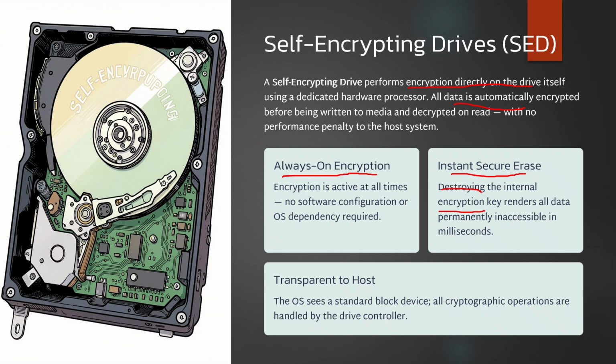If the admin, or the person accountable for the data on the disk, decides that no one should ever access the data and destroys the internal encryption key, then the data will be permanently inaccessible. It is also transparent to the host: the OS sees a standard block device. All cryptographic operations are handled by the drive controller itself. Let's go to the next slide.